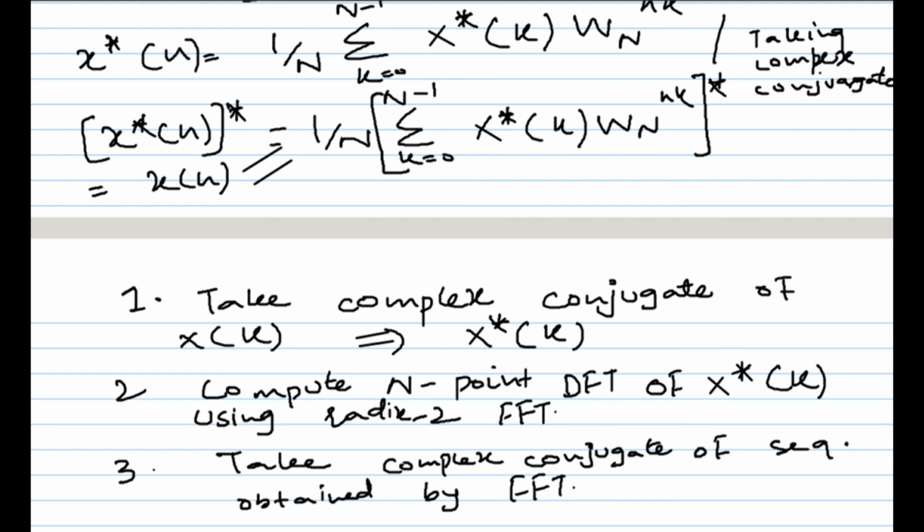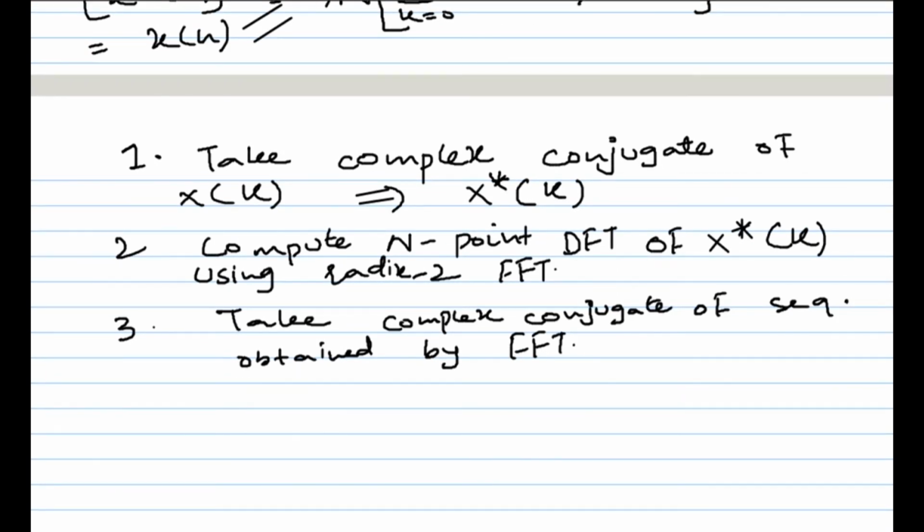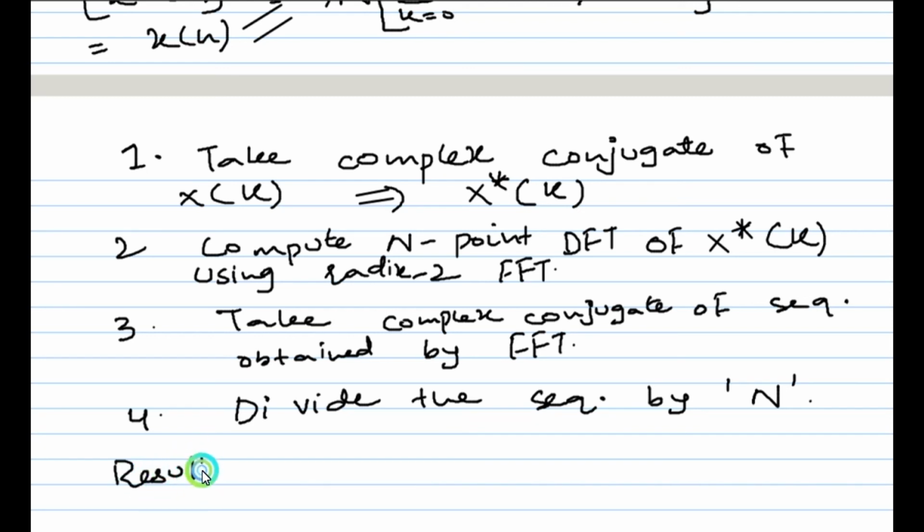Let me go down. The last step is division by n. So I'll write: divide the sequence by n, capital N. Fine. So this is it, and the resultant sequence will be x of n. So it means I have obtained the sequence x of n.